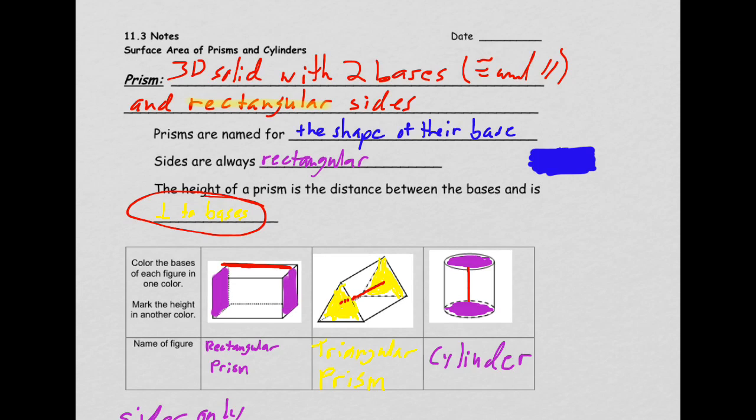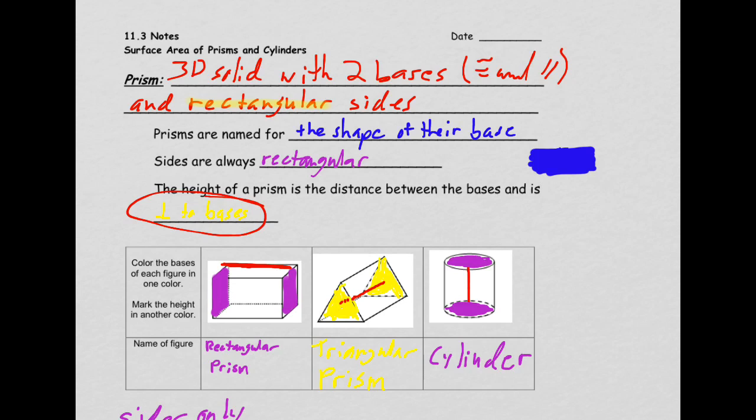Now notice that they said that two times here, all right? So we really want you to get that the sides are the rectangles. Bases? Oh, congruent and parallel. So here and here are our two triangles, and they're both congruent and they're both parallel.